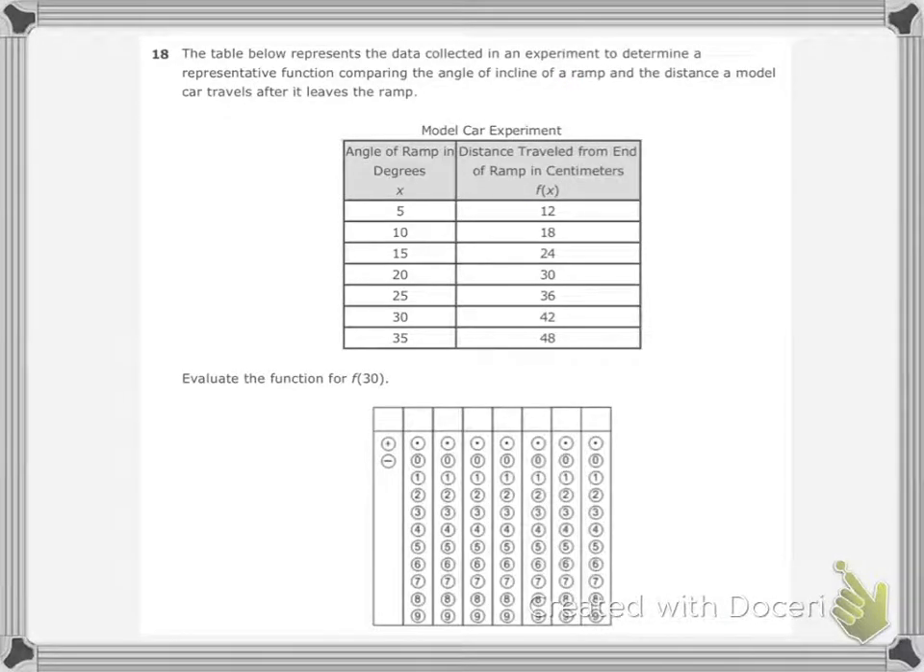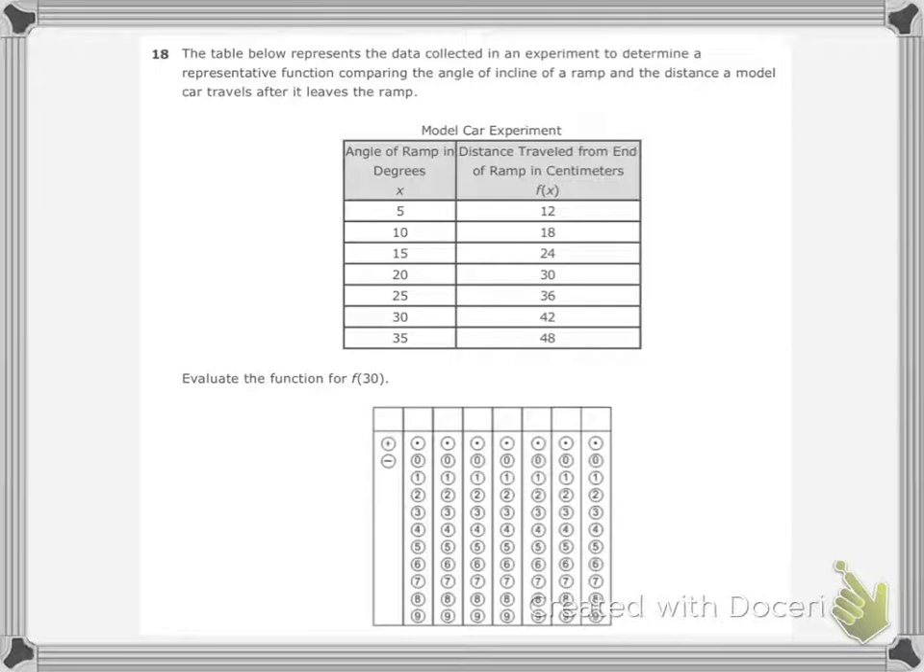Don't be scared of these bubble grid ones. Sometimes students get really scared because they don't have those answer choices there to verify if they're getting the right answer or not. Just be confident, go with your gut. A lot of times these are actually a little bit easier than you'd think. They're not going to make them super hard.